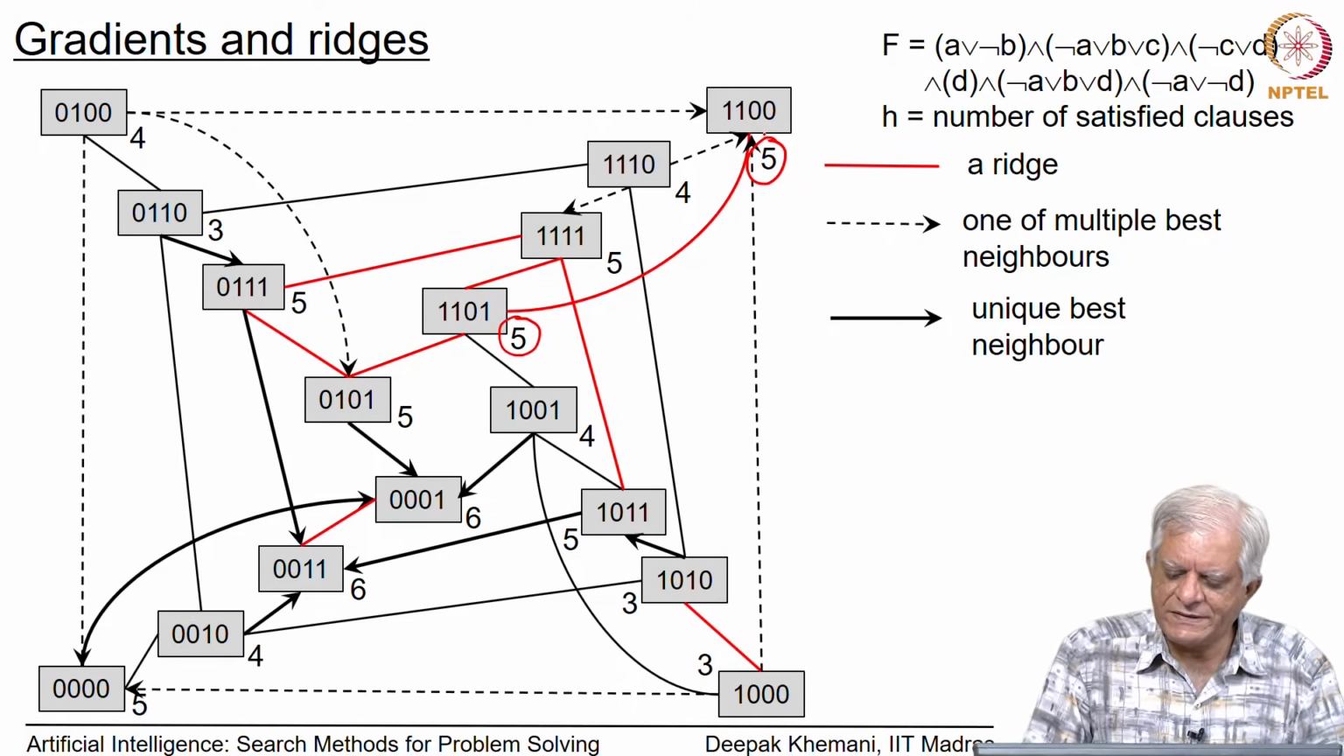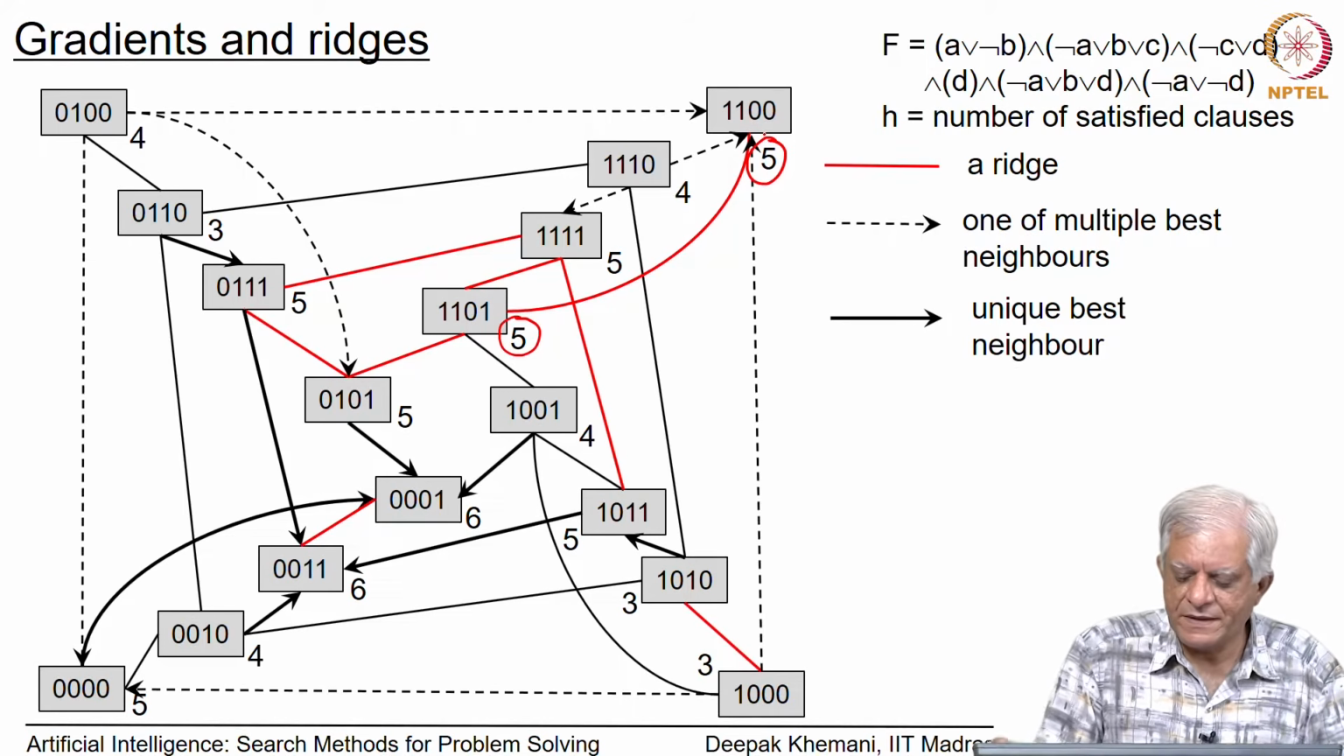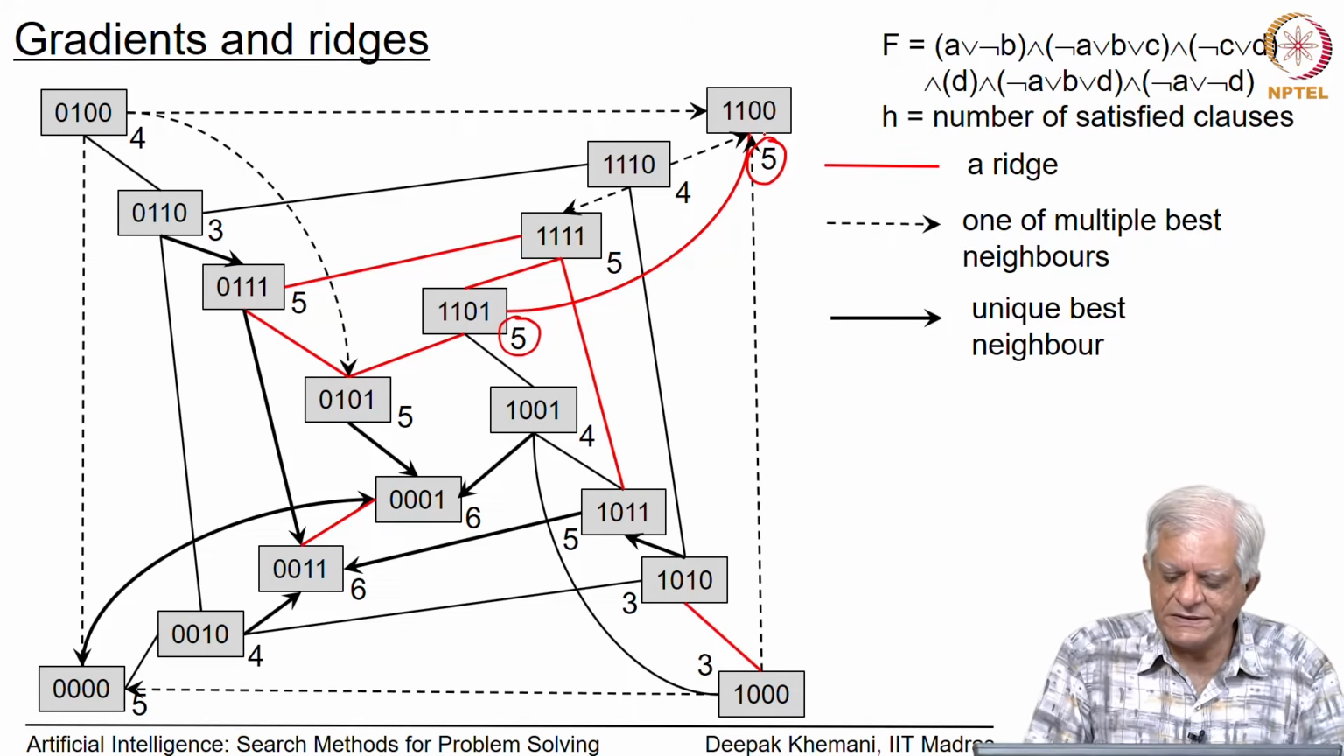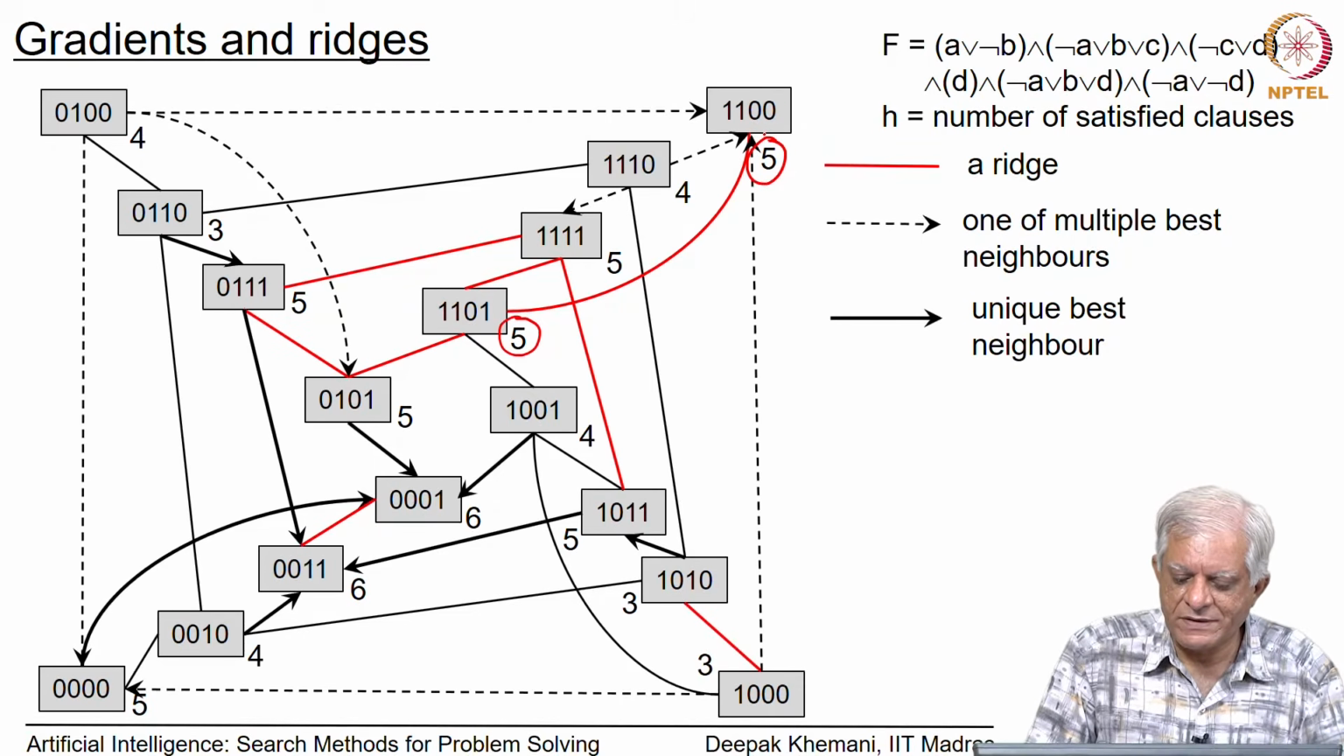The second kind of edge is shown in this dotted arrow, and what this shows is that there are multiple neighbors which are best, and all of them are equally good.